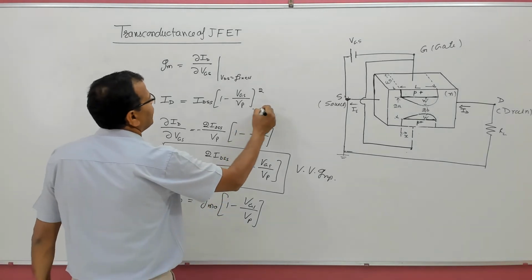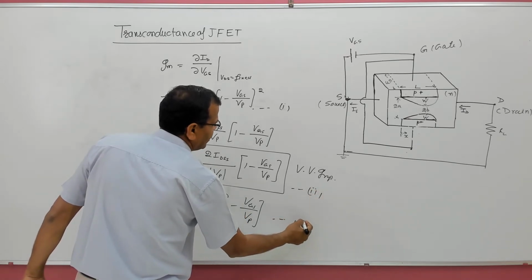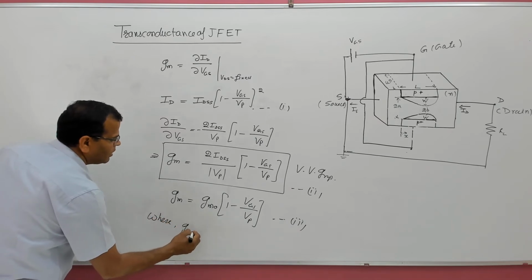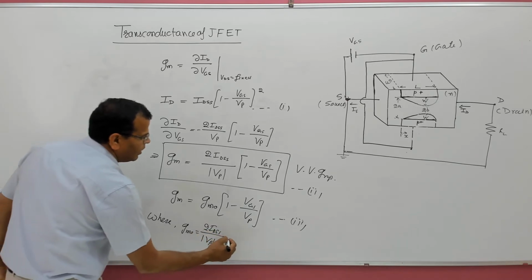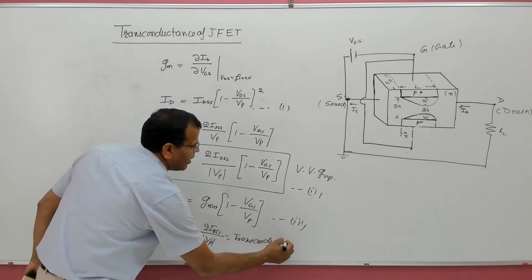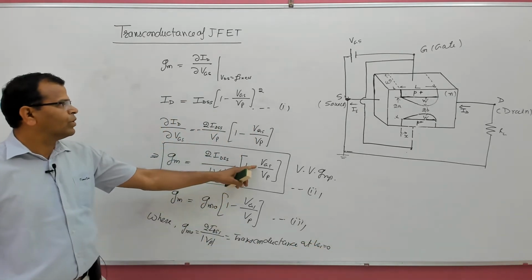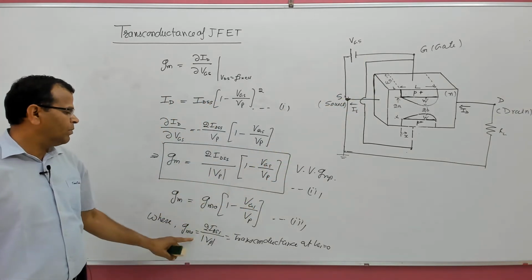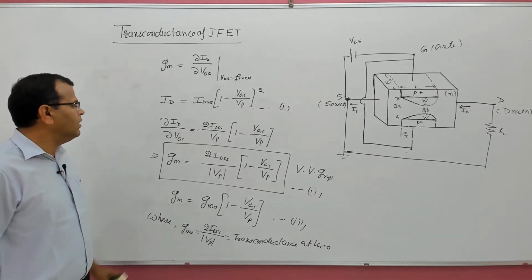Say this is equation number 1, this is equation number 2, this is equation number 3, where GM naught is the transconductance 2 IDSS by VP magnitude, that is the transconductance at VGS equal to 0. When the gate to source terminal is shorted, this becomes 0. So, GM is nothing but GM naught. Fine. This is one expression of the transconductance.